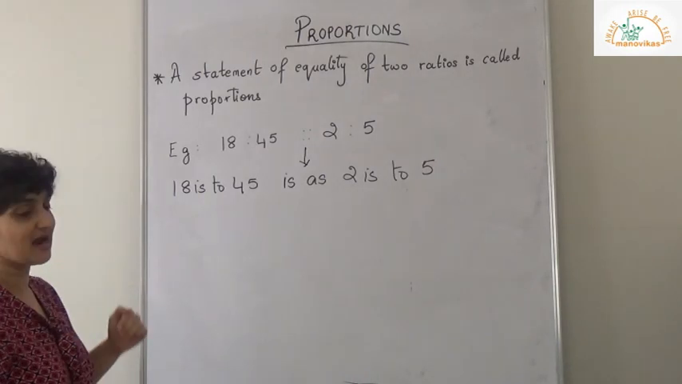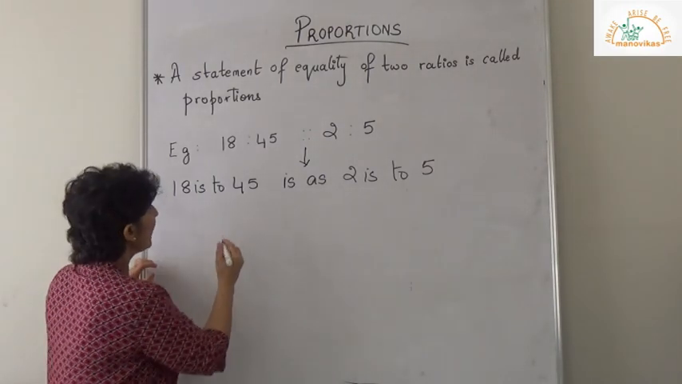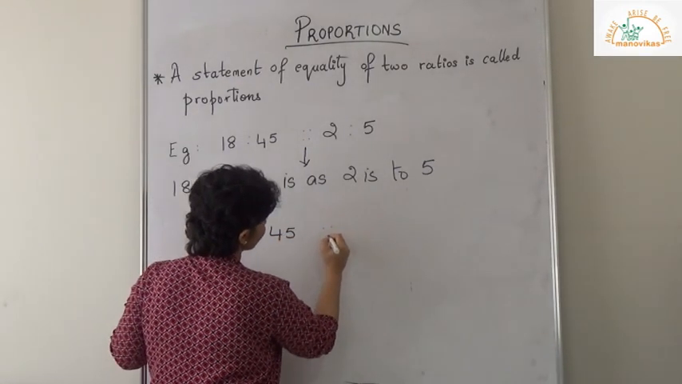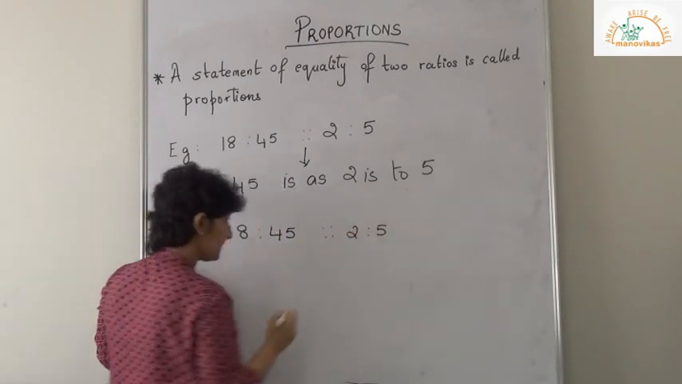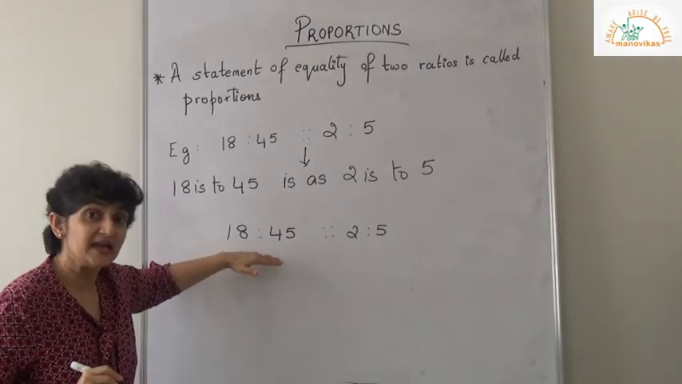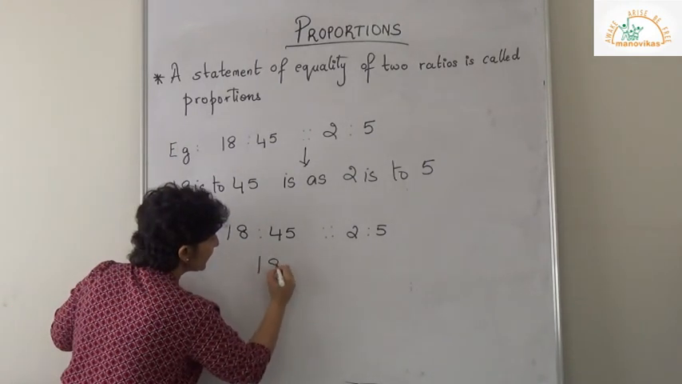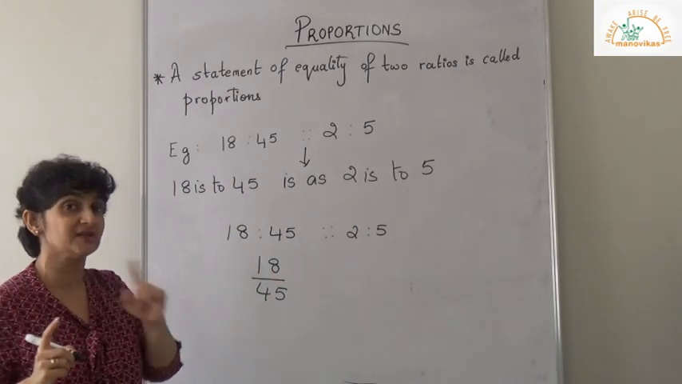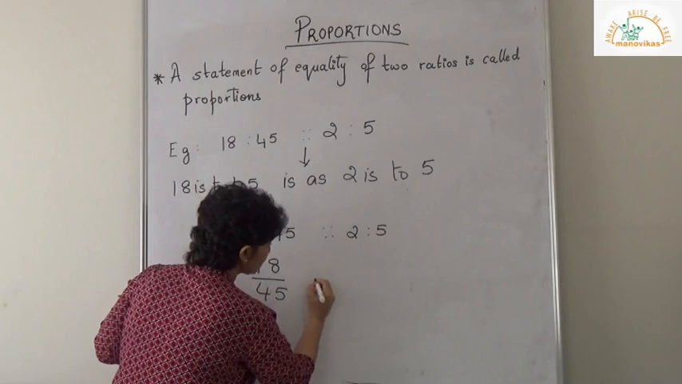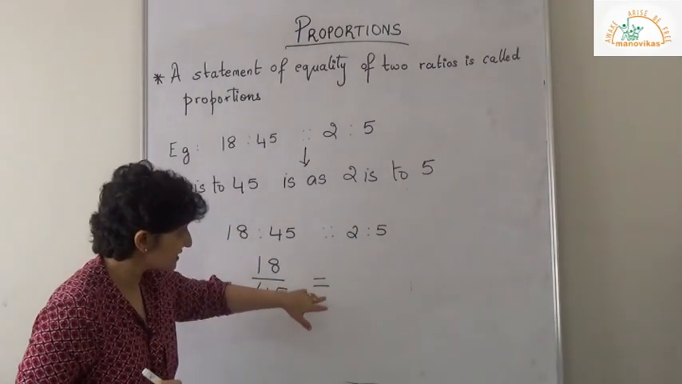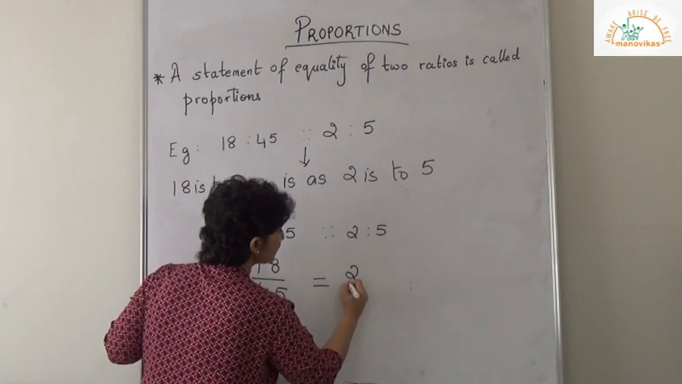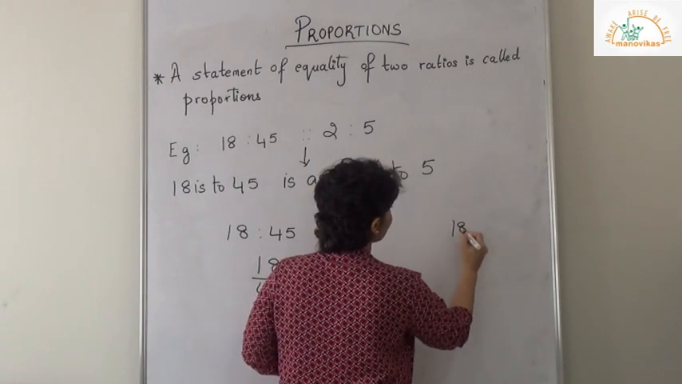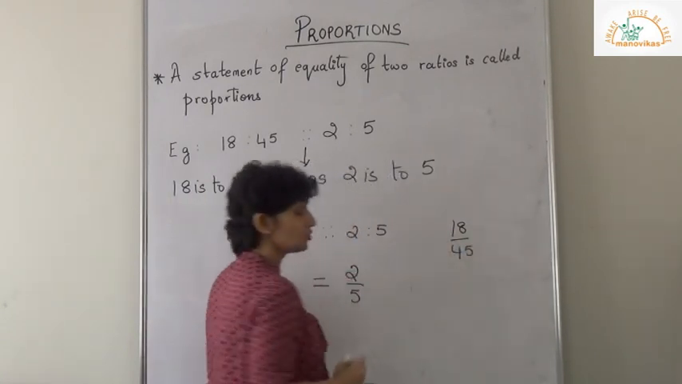Now, what do I understand by this? I have 18 is to 45. Let's write it as 2 is to 5. Now, I know 18 is to 45 also means 18 upon 45, right? This is how we have done our ratios in our previous class. Then, let's find out if this is equal to 2 is to 5, which means 2 upon 5. Now, you know that any fraction needs to be reduced.